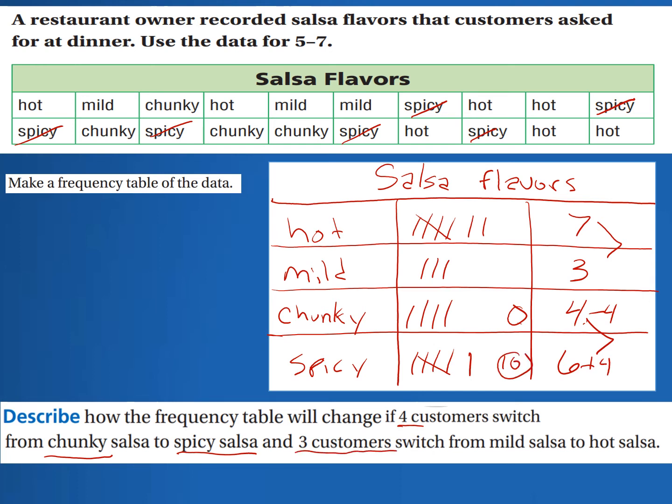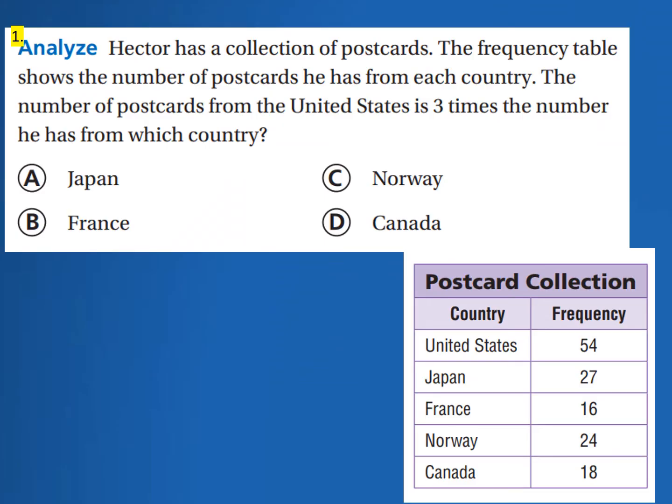And 3 customers switch from mild to hot. So they go from mild to hot. So 0 in mild now and 10 in hot. So my frequency table changed from having 4 categories counted to only having 2 categories counted. Okay? All right, good.